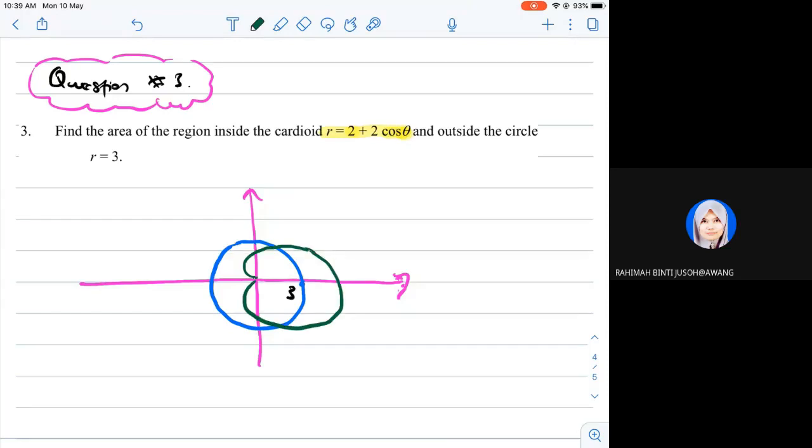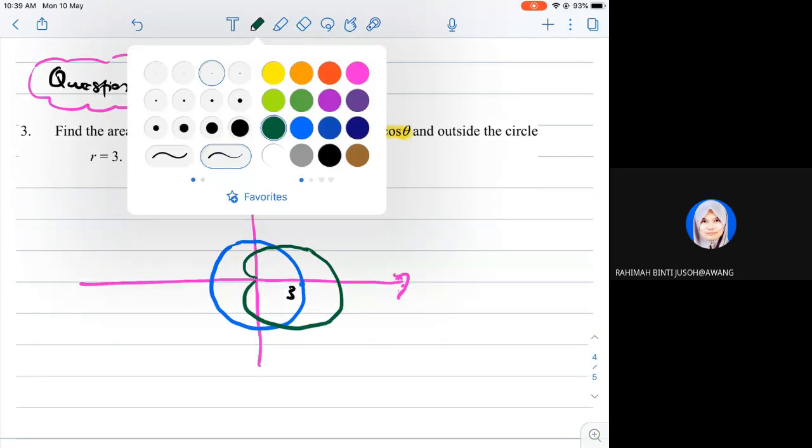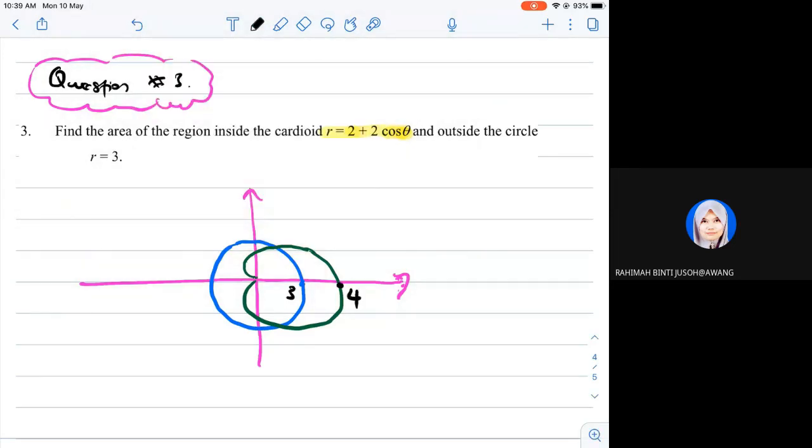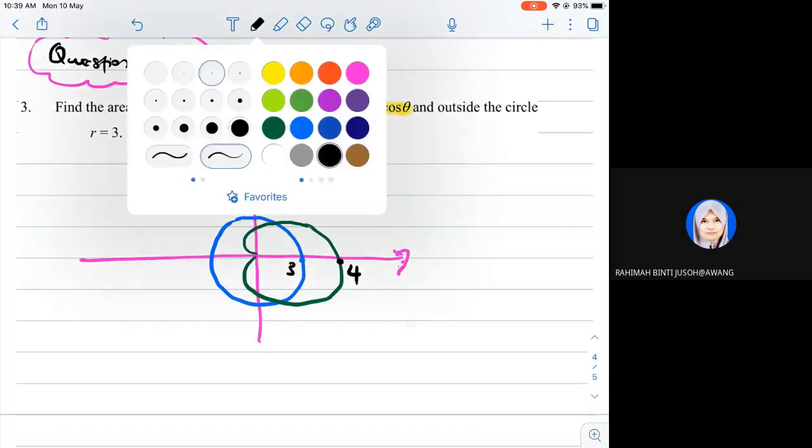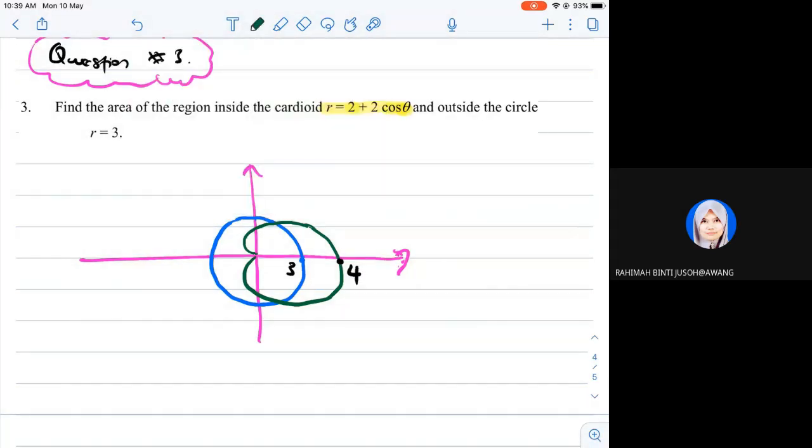Macam tu. Okay, and the values here should be 4, macam tu, sebab 2 tambah 2, 4 kan? Okay. Now, it said that find the area of the region inside the cardioid, dalam cardioid, but outside circle. Okay, cardioid warna hijau. Ni cardioid. Cardioid adalah R equals to 2 plus 2 cos theta.